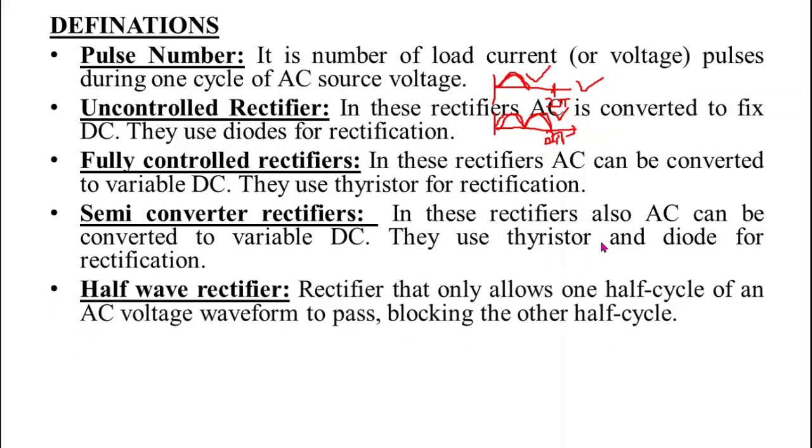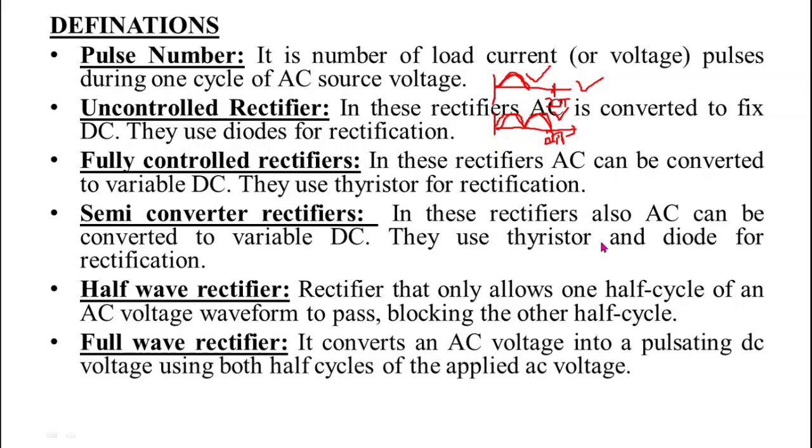Next is half wave rectifier. A rectifier that only allows one half cycle of an AC voltage waveform to pass and blocks the other half cycle is called a half wave rectifier. In case of full wave rectifiers, they convert AC voltage into a pulsating DC voltage using both half cycles of the applied AC voltage. So these are all the definitions. You will understand all these definitions with more clarity when we see the various rectifier circuits. Then we can associate all these definitions with those rectifier circuits, and we will get a more clear understanding of all these concepts.